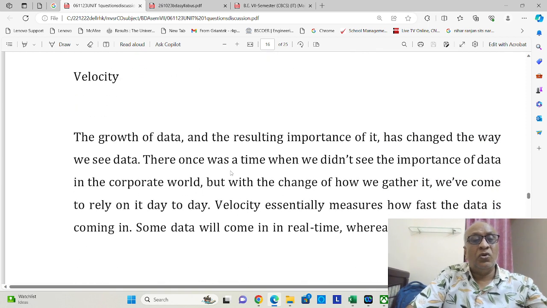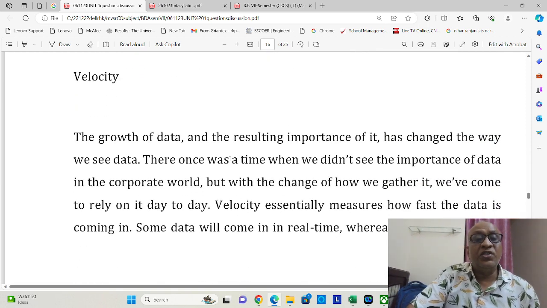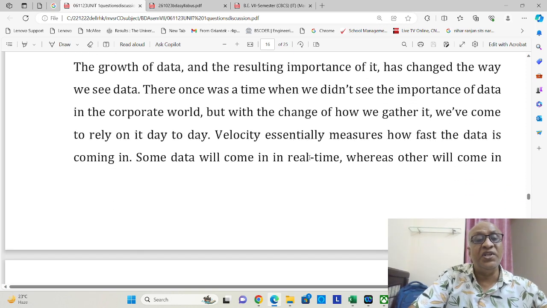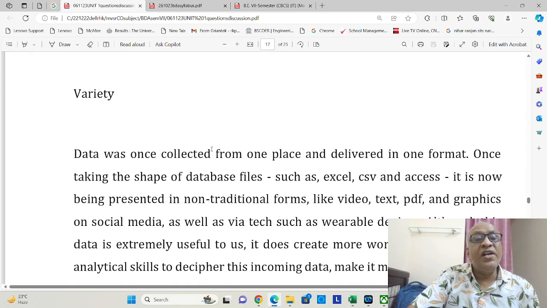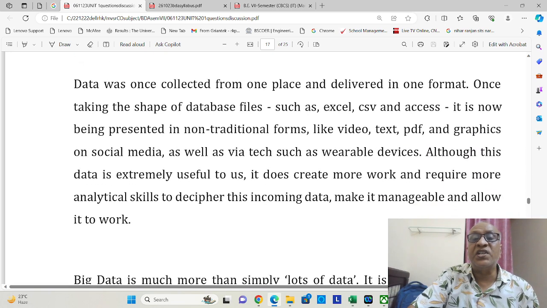So, the velocity indicates the speed. Variety indicates you have different formats of data such as Excel, CSV, and other formats. You have video files, text, PDFs, graphics, and so on.